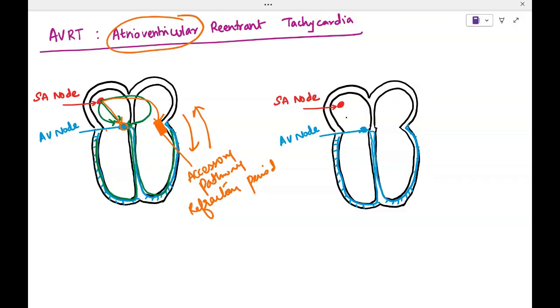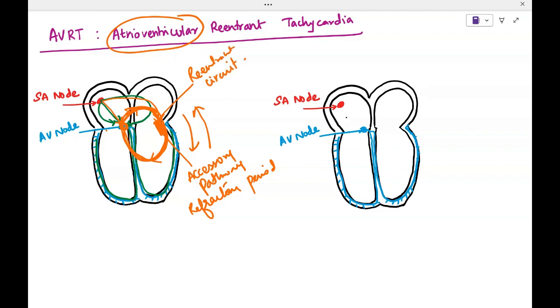Okay. So if the impulse is coming like this, then it will stimulate the atria, then enter the AV node, then stimulate the ventricles, then go through the accessory pathway. Or similarly, in the opposite direction, it can come from the atria through the accessory pathway. Then again, if the AV node is open, it goes through the AV node to the atria again. So this is how the reentrant circuit is formed.